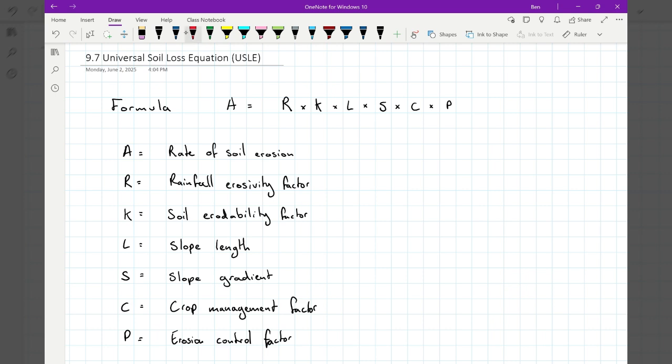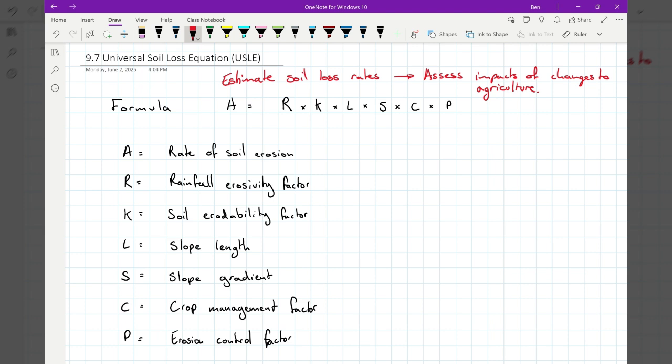The purpose of this is it allows us to estimate soil loss rates. And this also allows us to assess the impact of changes to agricultural practices, so we can see if it's worth doing or investing in to help protect our fertile, arable or farming soils.